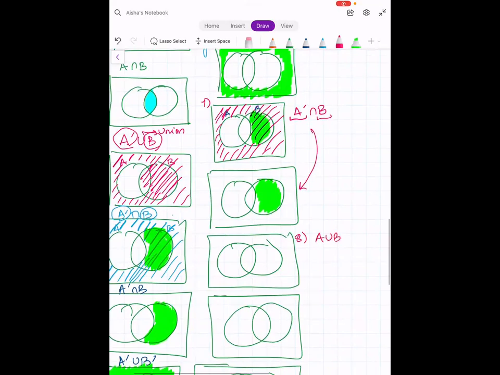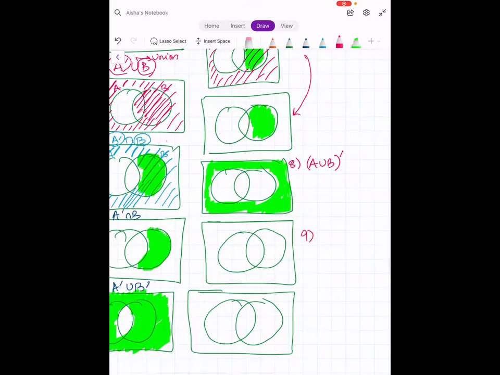A union B, the whole complement. So A union B is all of A and all of B. So everything other than all of A and all of B is going to be definitely the outside region. Nine, A intersection B, the whole complement. A intersection B is this, the whole complement means everything other than this.